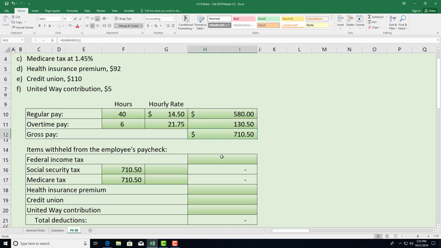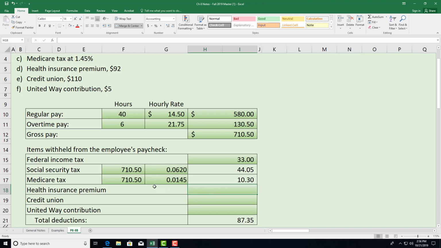So $33 in income tax, and then the Social Security tax, $710.50 multiplied by 6.2%, or in the decimal form, 0.062, and then the Medicare tax, 0.0145, $10.30 for Medicare. And of course, I already had those formulas set up, equals the gross pay times the rate for both Social Security and Medicare.